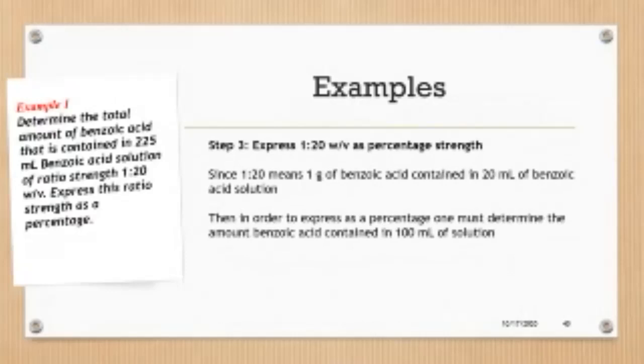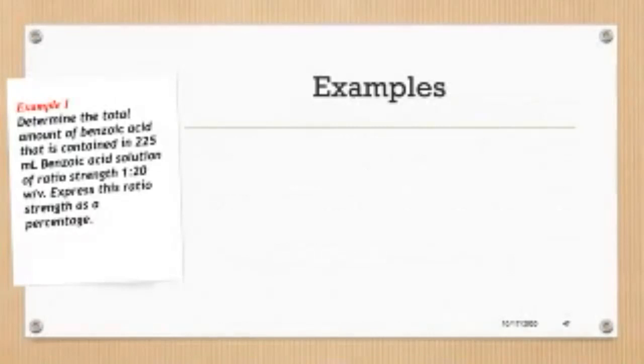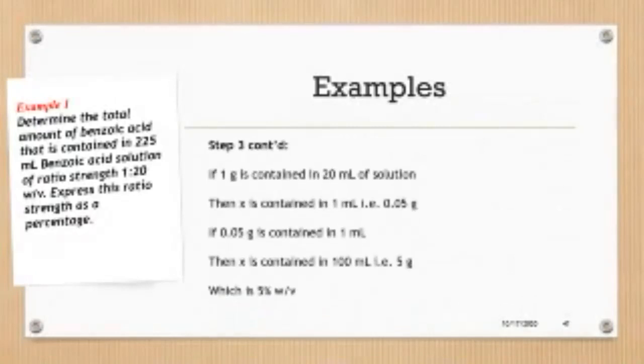Now we need to express 1 in 20 weight in volume as a percentage strength. So 1 in 20 means 1 gram of benzoic acid contained in 20 mils of benzoic acid solution. So in order to express it as a percentage, you must determine the amount that would be found in 100 mils of the benzoic acid solution. So if 1 gram is contained in 20 mils, then X is contained in 1 mil, which is found to be 0.05 grams. Then we determine how much will be in 100 mils, and that is 5% weight in volume.